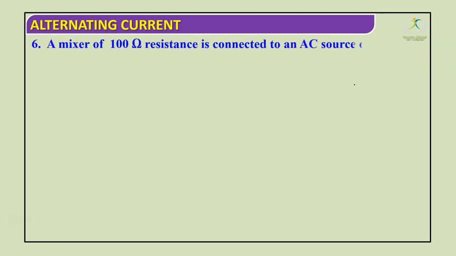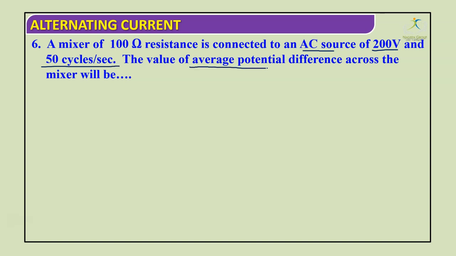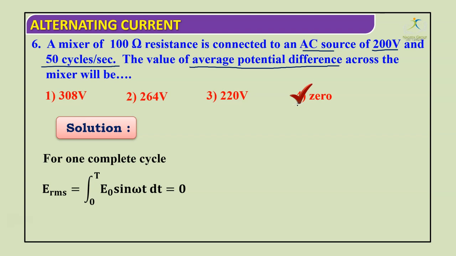A mixer of 100 ohm resistance is connected to an AC source of 200 volt and 50 cycle per second. The value of average potential difference across the mixture will be: 300 volt, 260 volt, 220 volt, and 0. Let's move with the solution part. For one complete cycle, ERMS will be just 0 to t E naught sine omega t dt. So the correct answer will be 0. For a complete cycle, the value will be 0.